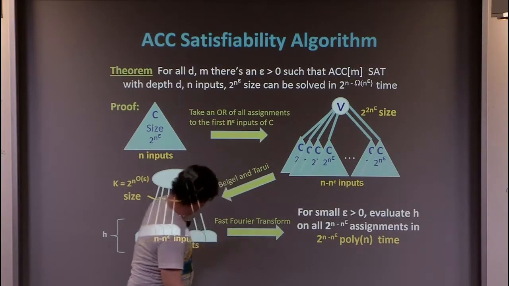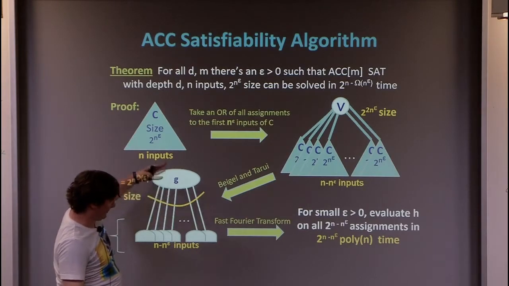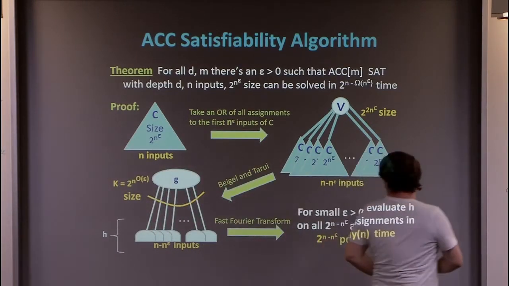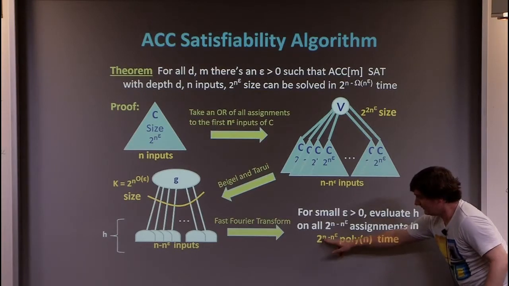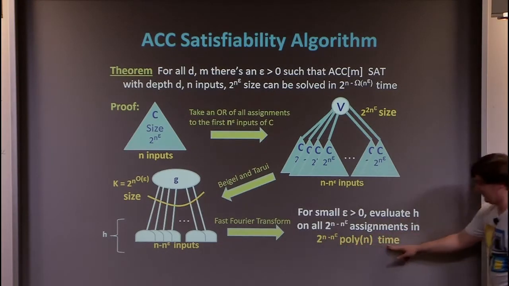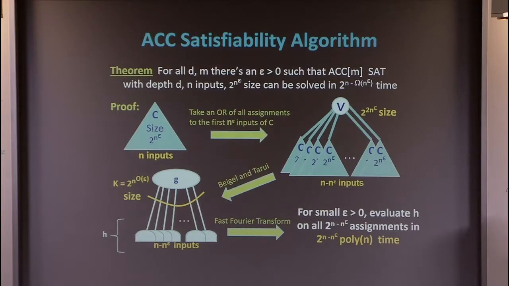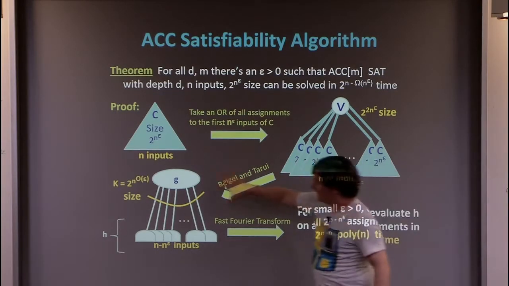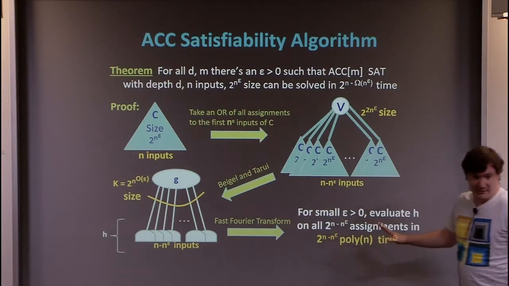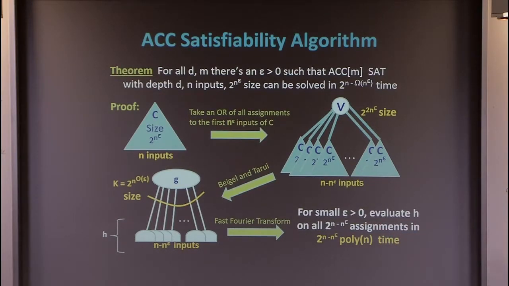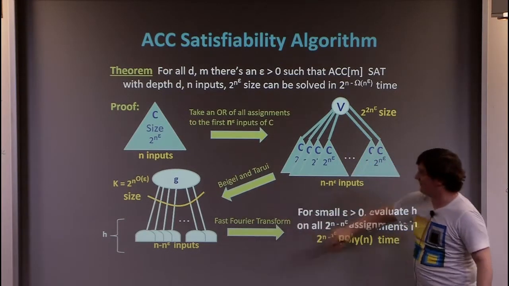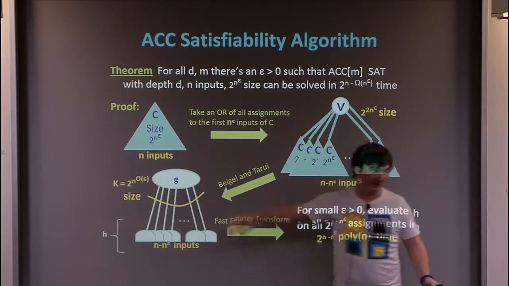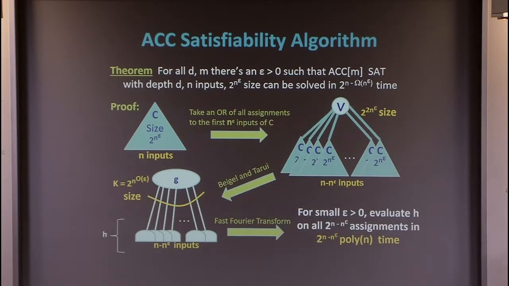So if this has got k inputs, we can get 2 to the k times poly n. And so what we end up doing is getting an evaluation that runs in 2 to the n minus n to the epsilon times poly n. And so once we've evaluated this G of H on all of its possible assignments, we just need to check if it ever printed 1. If it ever prints 1, we know it's satisfiable. If it always prints 0, then this thing is unsatisfiable, and therefore this thing is unsatisfiable. So we're just checking if this thing ever prints 1.